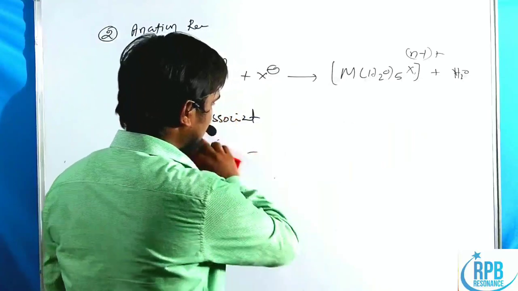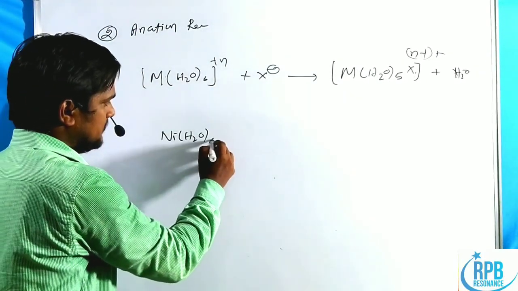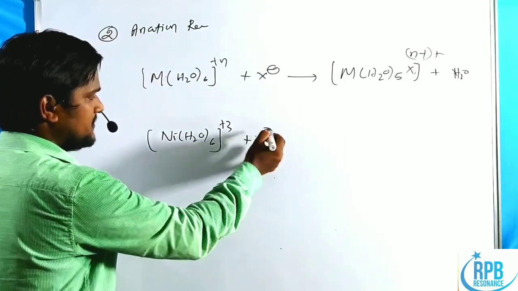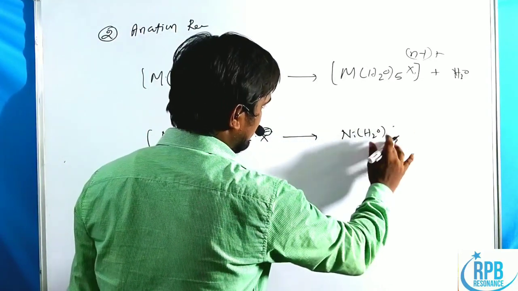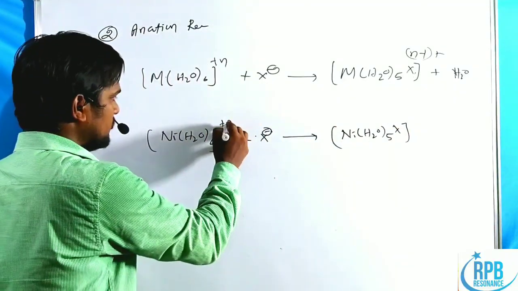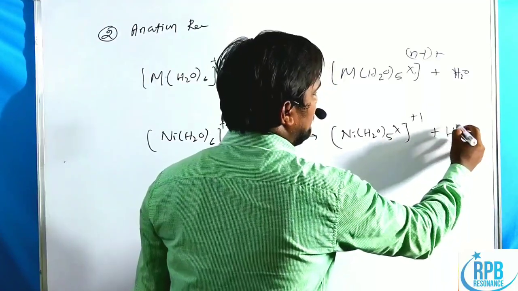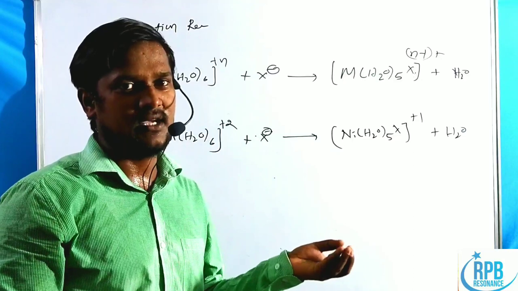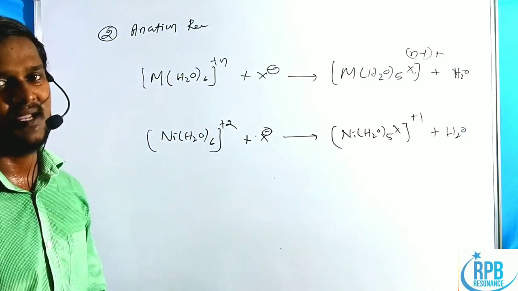Now I'll give one example: nickel(H2O)6 plus 2. Here any one of the halide ions X minus replaces a water in the nickel complex. Now it becomes nickel(H2O)5X. Generally nickel shows the plus 2 charge, and now plus 2 becomes plus 1. Here neutral water is eliminated. Such reactions give the information that the anation reaction proceeds through the dissociation mechanism.